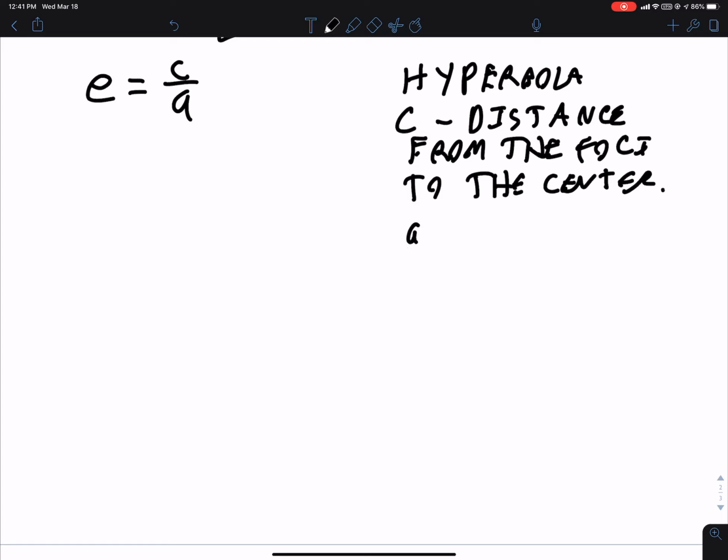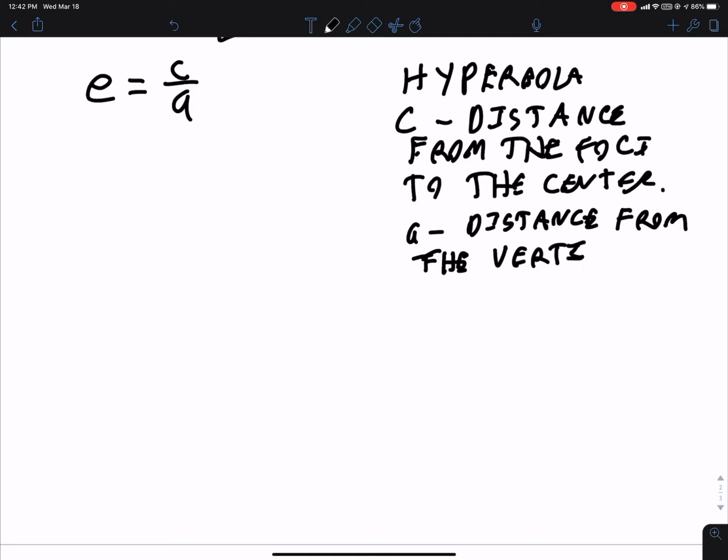And a is the distance from the vertices to the center.